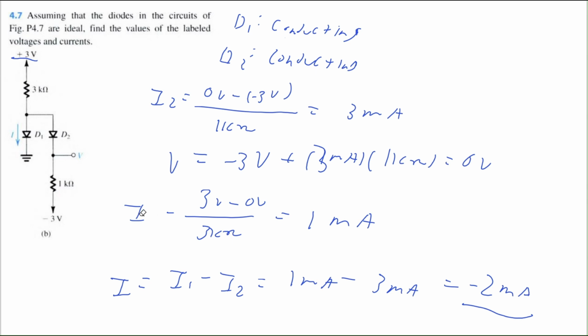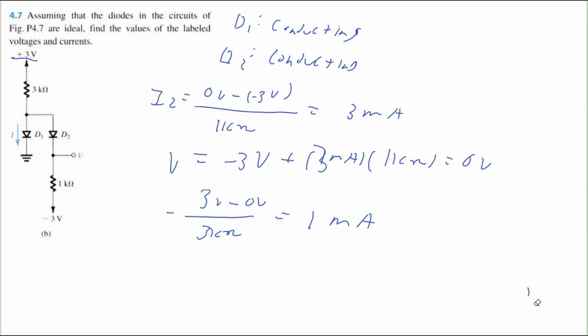So therefore, our assumptions at the start were incorrect. So we're going to need to redo this problem with new assumptions. Now, as I explained with the first problem, D2 is very likely conducting. It wouldn't really make sense if it wasn't. So we're going to continue with our assumption that D2 is still conducting, but let's reevaluate supposing that D1 is cut off.